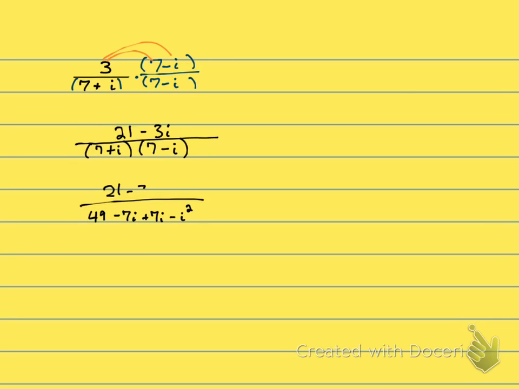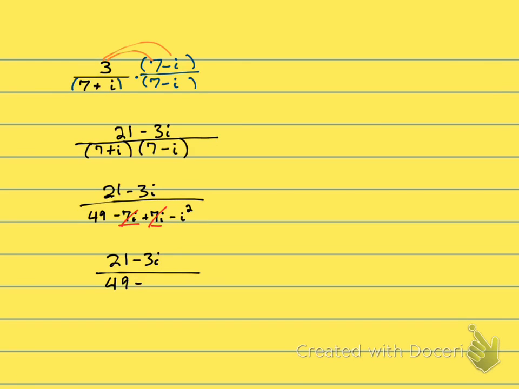Now, you're going to find out right now why we did that. Why did we do that? Look at the middle two terms. Negative 7I plus 7I. Well, if you combine those together, you get 0, 0I. So my numerator is 21 minus 3I. And my denominator is 49 minus I squared.